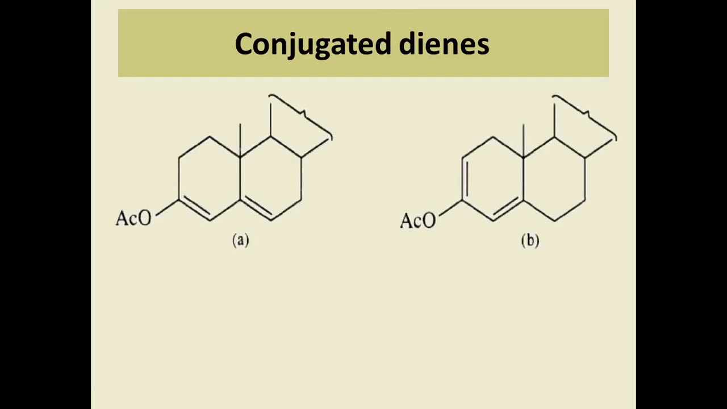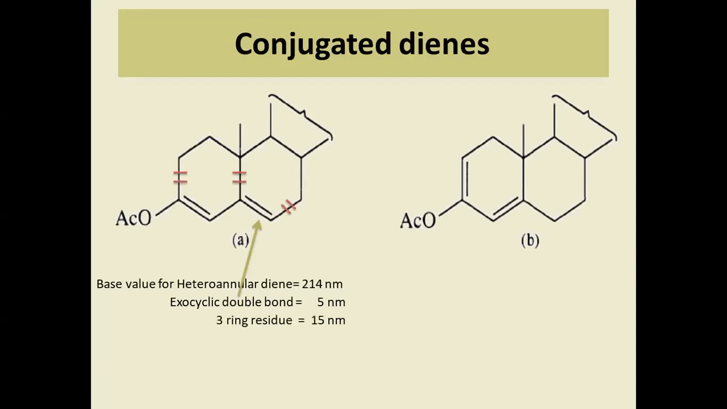Now, the first example, example A, is a heteroannular diene. So the base value will be equal to 214 nanometer. There is one exocyclic double bond, so we add 5 nanometer. There are 3 ring residues, so for each 5, we have to add 15 nanometer. So the total lambda max value will be equal to 234 nanometer.